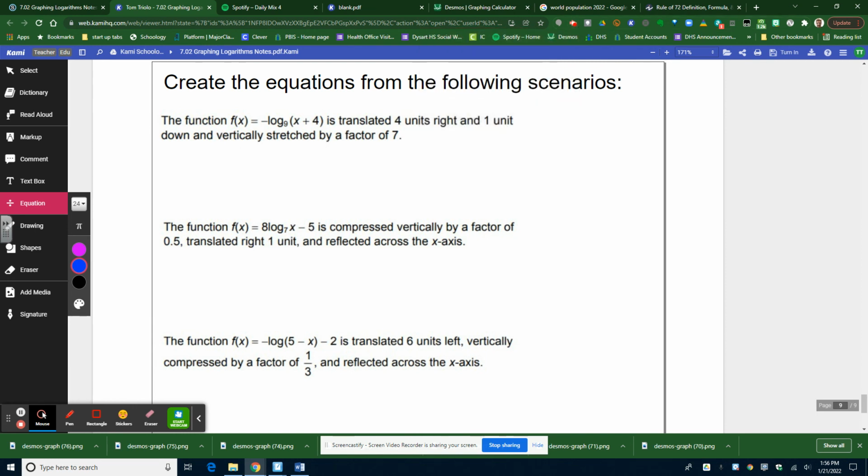Look at this first one. So you put your original equation in there. y equals negative log base 9 of x plus 4, and then we modify it. 4 units to the right. Does that mean I subtract or add onto the 4? Subtract. 4 minus 4 is 0, so I don't need anything else in there. In fact, I don't even need parentheses. Okay, 1 unit down, minus 1, and then vertically stretched.